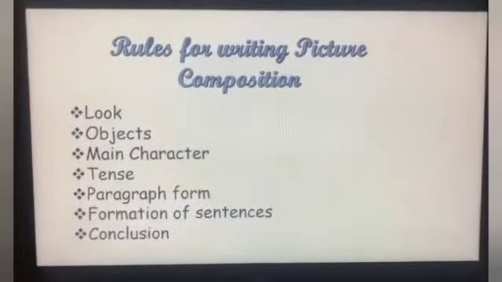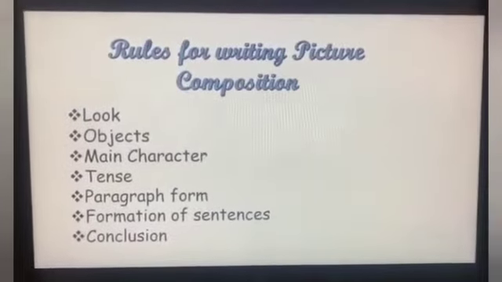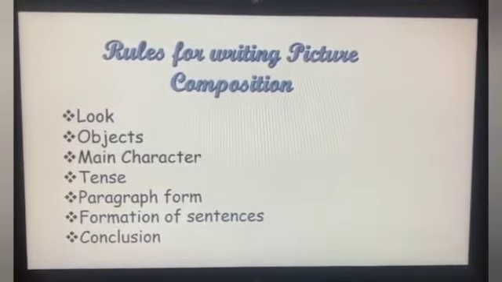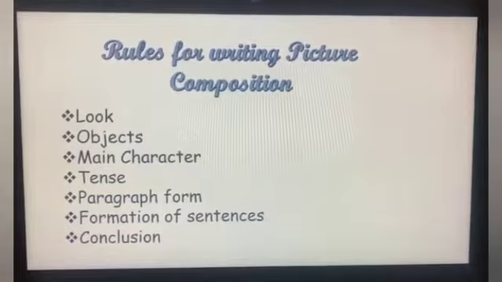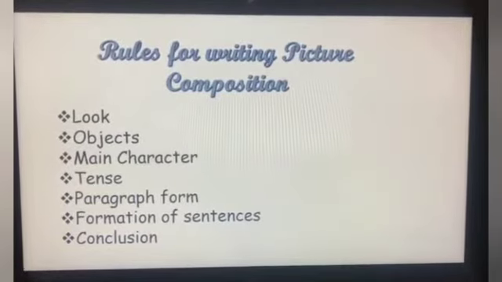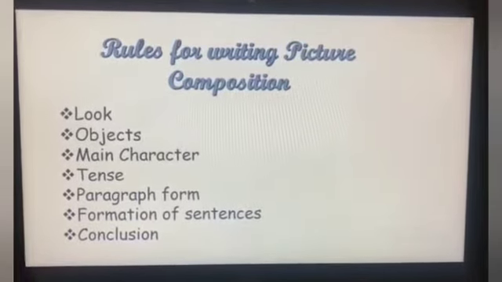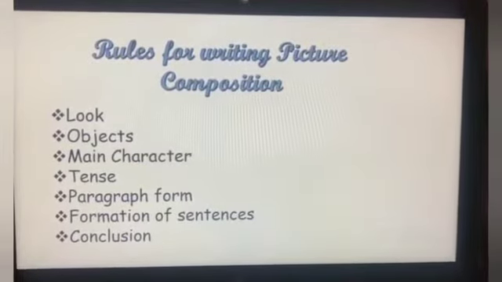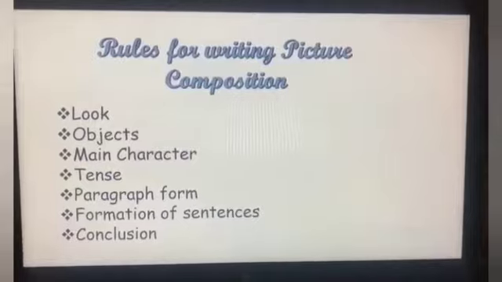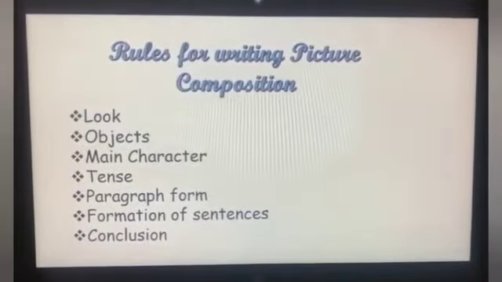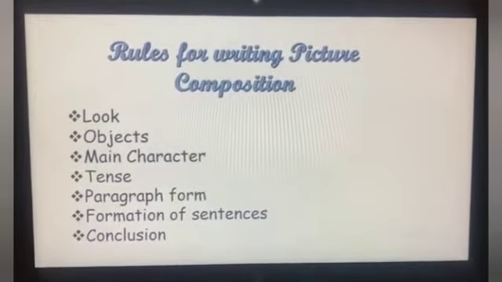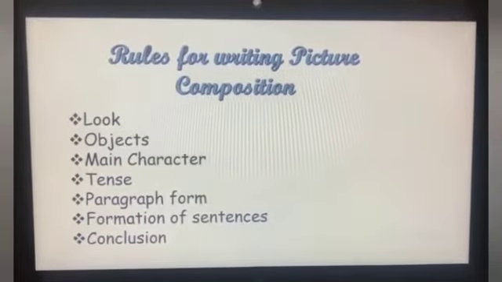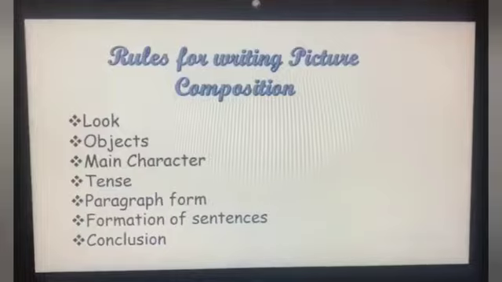The next rule that you have to follow while writing picture composition is formation of sentences. Whenever you are forming a sentence, do not begin with there, T-H-E-R-E. Do not begin your sentence with there. For example, there are birds flying in the sky. Please do not write this. You will write birds are flying in the sky.